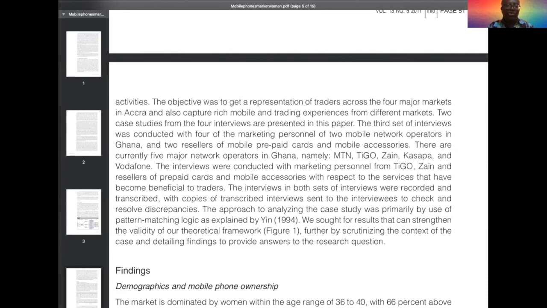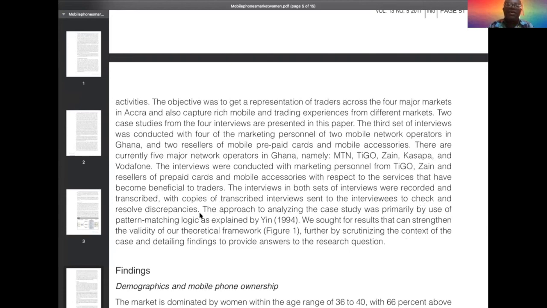The third set of interviews were done with four of the marketing personnel of two mobile network operators in Ghana and resellers of mobile prepaid cards and mobile accessories. There are currently five major operators in Ghana, at that time. The interviews were conducted with marketing personnel from Tigo and Zain, and resellers of prepaid cards and mobile accessories. The interviews in both sets were about the services that have become beneficial to traders. The interviews were recorded and transcribed, and copies of transcribed interviews were sent to interviewees to check for discrepancies.